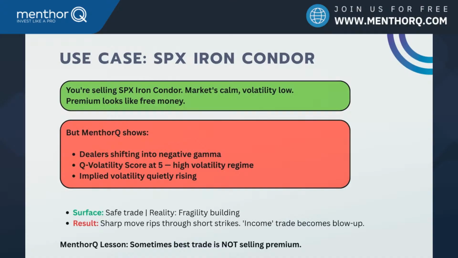On the surface, everything looks safe, nothing has changed, there are no headlines, but underneath there's fragility and a fear building up. What happens is that you see a sharp move that goes through your strikes, and the income that you've generated is actually causing you a massive loss because you have taken too much risk, right? So your months or weeks of profits are now at a loss because you had a bad day selling iron condors.